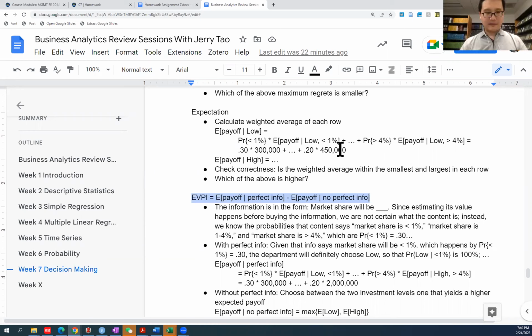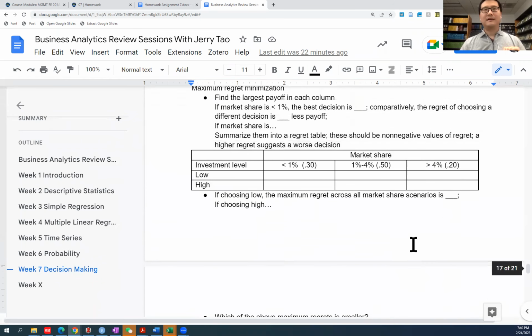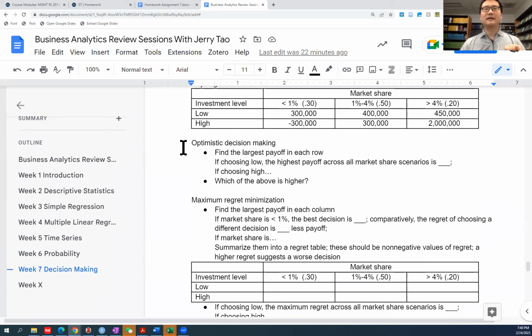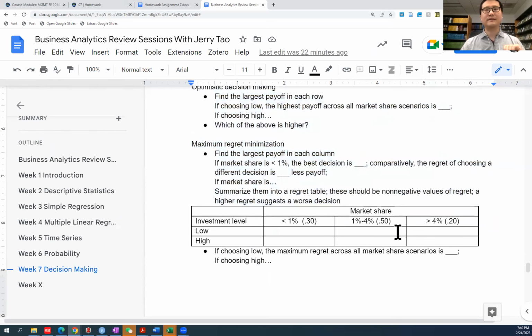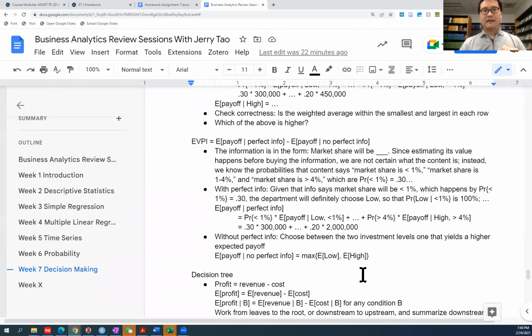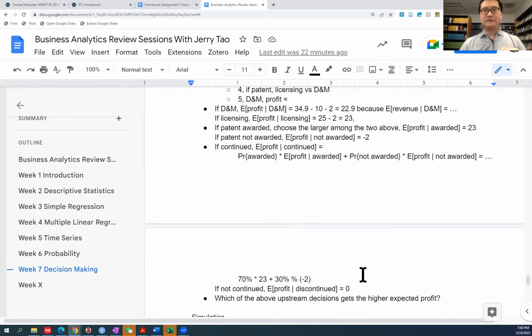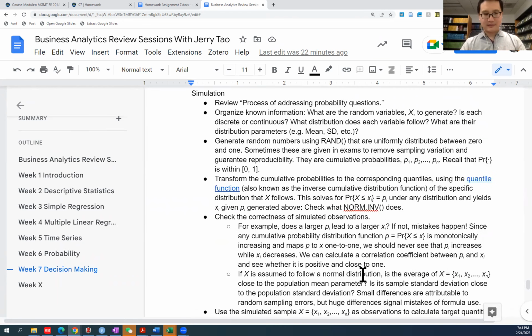All right. Any need for clarification? All right. I also provided some guidance on how you can work out part A and B on optimistic decision making and regret minimization. It should be quite helpful. Do we need to move on to the simulation case? Any questions on that?